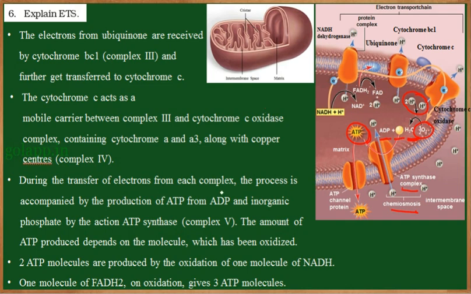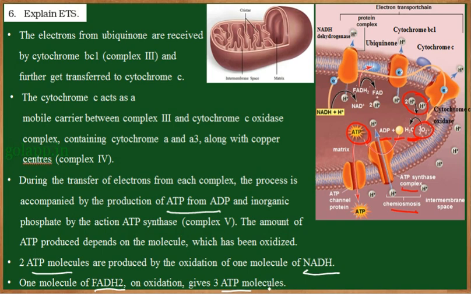During the electron transport system, ATP will be formed. And how many ATP are formed depends upon the type of molecule which is getting oxidized. If NADH is getting oxidized, 2 ATP molecules will be formed. And if FADH2 is getting oxidized, 3 ATP molecules will be formed.